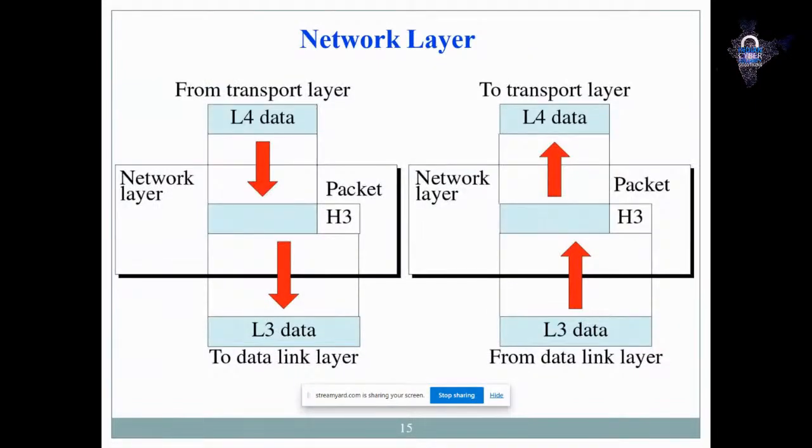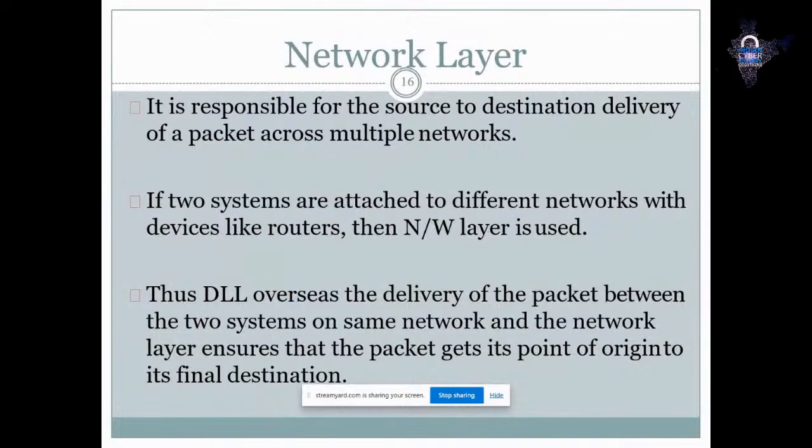Let's come to the network layer part. From the transport layer, we see data entering the network layer, as well as from the data link layer. The network layer is responsible for source to destination delivery of packets, meaning routing. You are sending a packet from one network to another network. That routing part is done in the network layer, which ensures that a packet gets from its point of origin to its final destination.